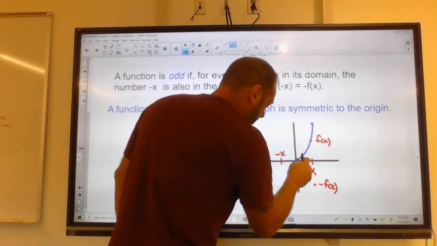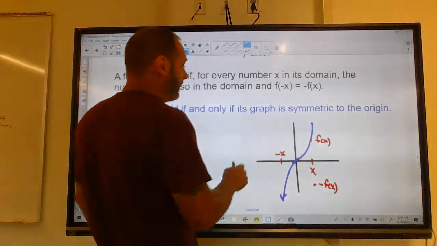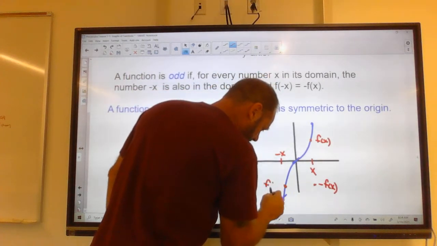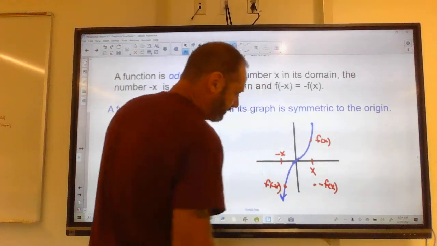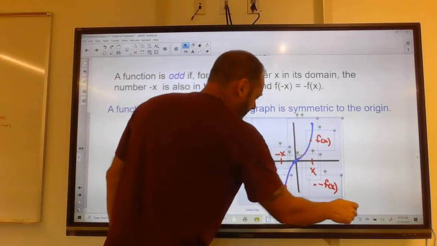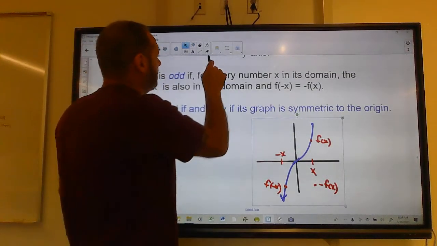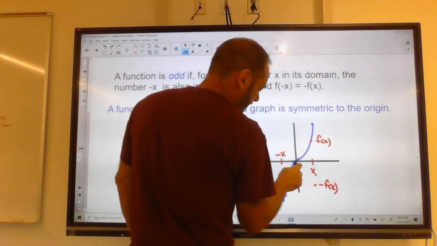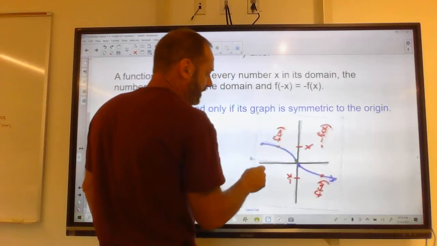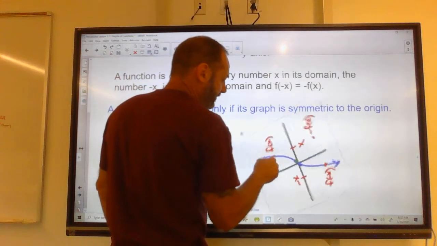Let's redraw it a little bit. Oops, that's blue. That's a little better. Okay, f of negative x is down here. Now you can see f of negative x is equal to negative f of x. Another way to say that is that this thing is symmetric to the origin, which of course is right here, 0, 0. What that means is if I take this function and rotate it 180 degrees, I get exactly the same function. You can't tell the difference.